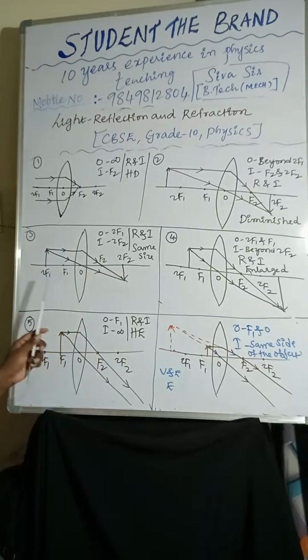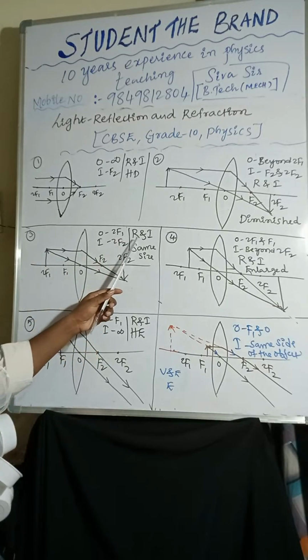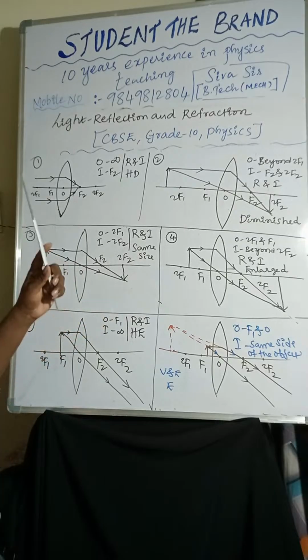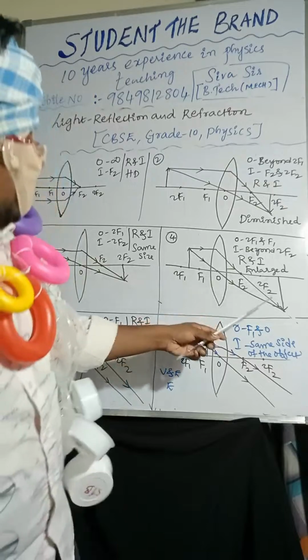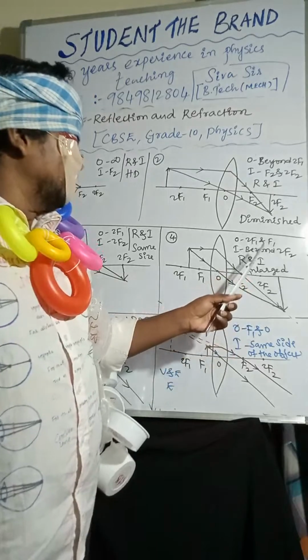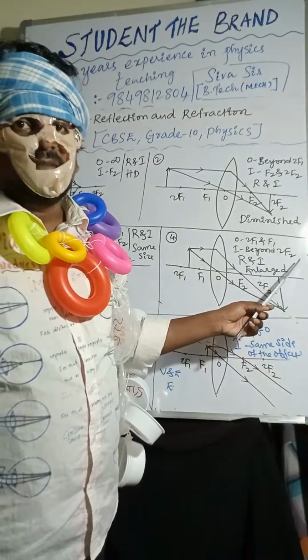The object is placed at 2F1. The image will form at 2F2. The nature of the image is real and inverted and the same size. Now the object is placed between 2F1 and F1. The image is forming beyond 2F2. The nature of the image is real and inverted. The size of the image is enlarged.